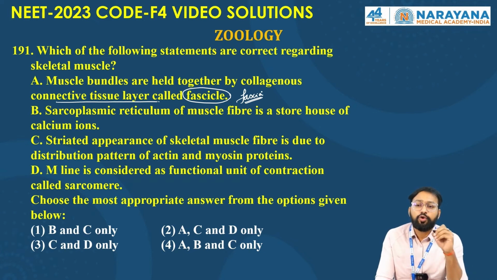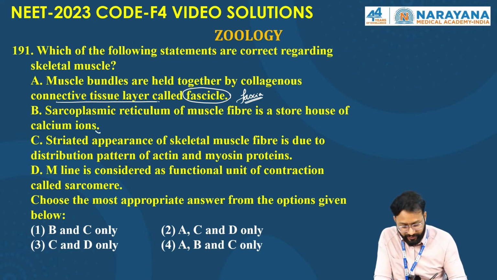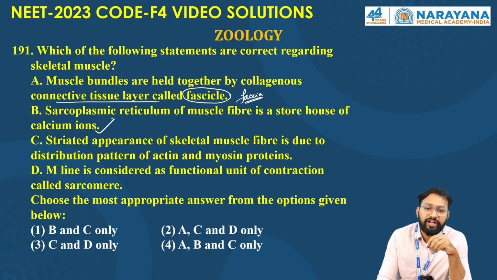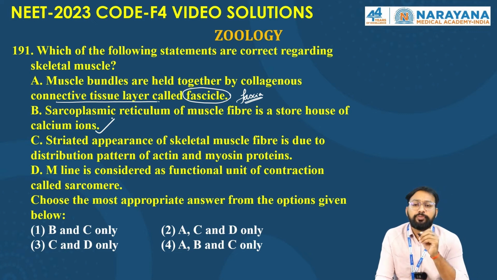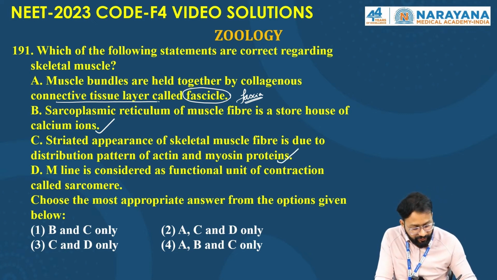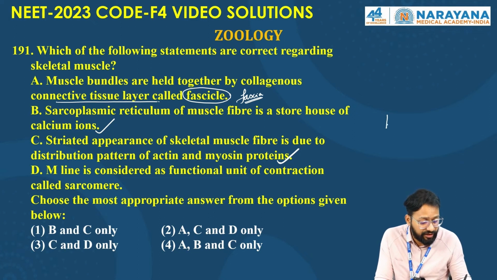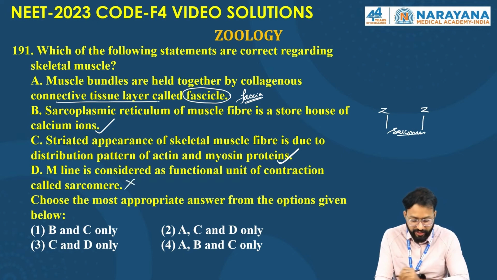Okay. The sarcoplasmic reticulum of muscle fiber is the storehouse of calcium ions. Correct. So these are stored in the sarcoplasmic reticulum. The striated appearance of skeletal muscle fibers is due to the distribution pattern of actin and myosin, which is also correct. M line is considered the functional unit of contraction called sarcomere? No. The distance between two Z lines is a sarcomere. So it is incorrect. So the correct statements will be B and C only.